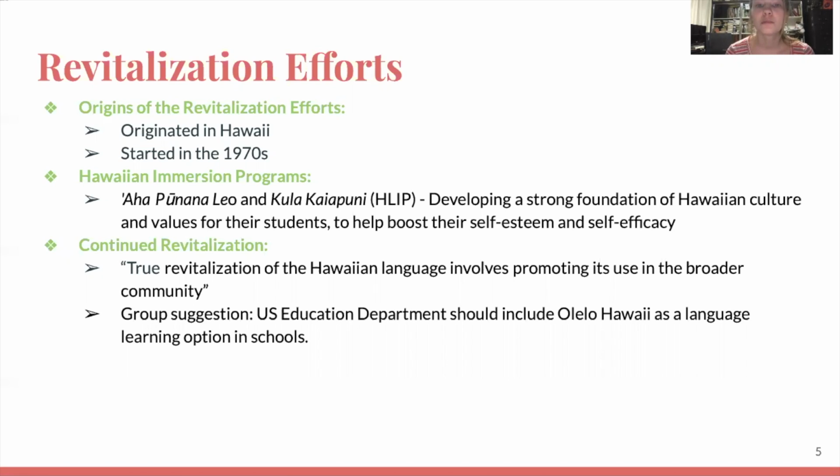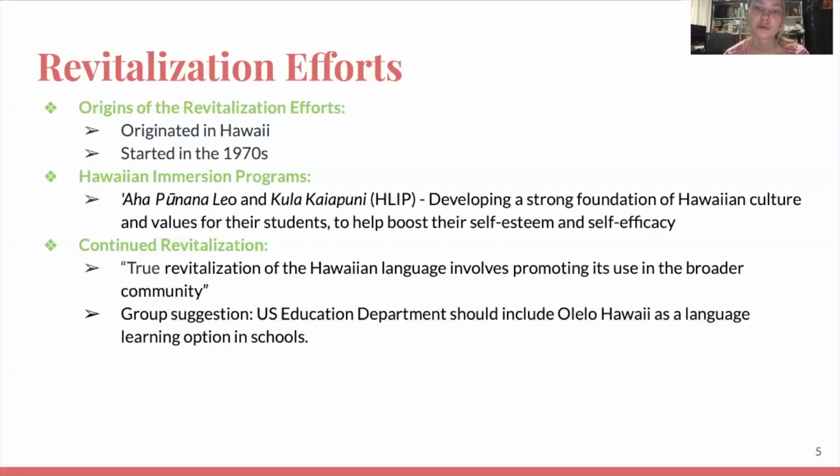According to Papaikaniaupuni Keanui, Native Hawaiians are among the lowest scoring minorities in the nation on standardized achievement tests. So another hope of the emergent programs is to improve the educational status of the students that live in Hawaii. According to a paper by Claire Keiko Martin Townsend, true revitalization of the Hawaiian language involves promoting its use in the broader community.